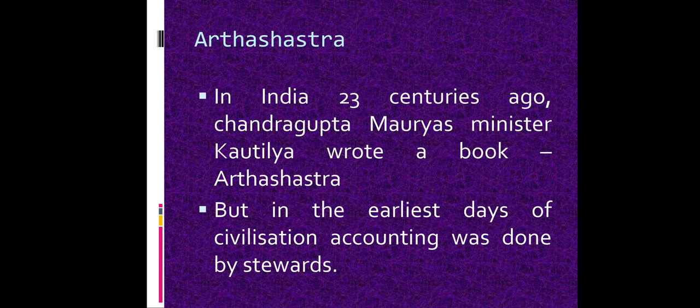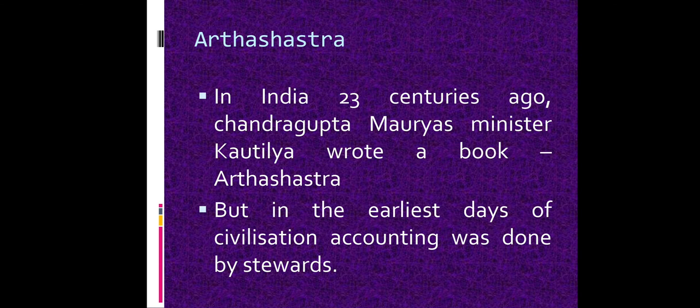A book which was written by Chandragupta Maurya's minister Kautilya is known as Arthashastra. In India, 23 centuries ago, Chandragupta Maurya's minister Kautilya wrote the book Arthashastra. In this book, references were given regarding the way of maintaining accounts. So, this is the source for us. From this, we got all the ideas of maintaining accounting records.